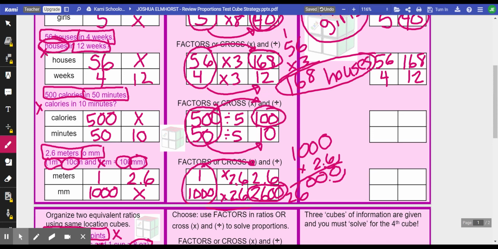Okay, and then we take our information, move it over to our answer side over here. And it's 100 calories in 10 minutes. So this would be 100 calories.